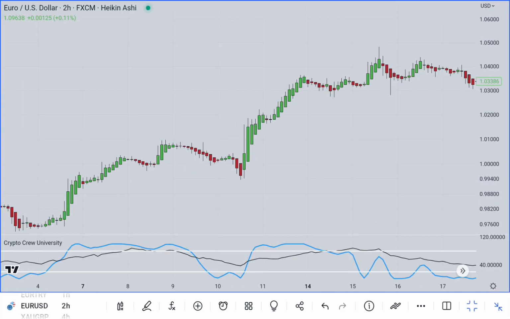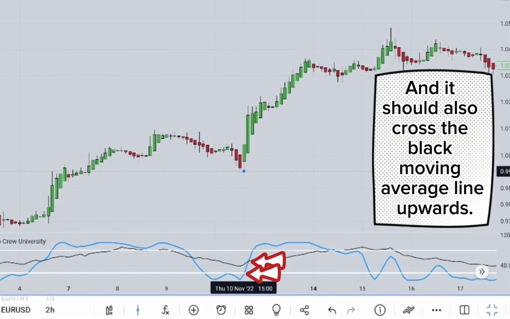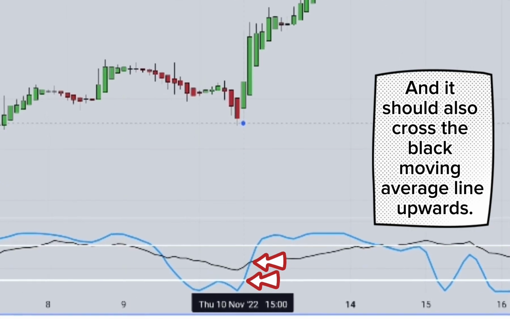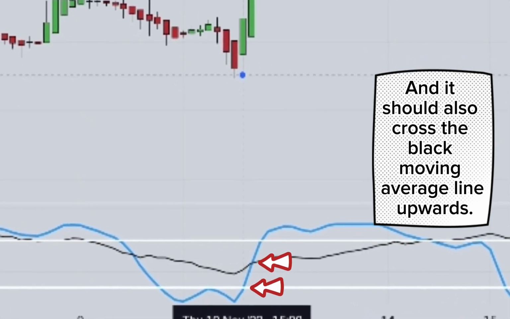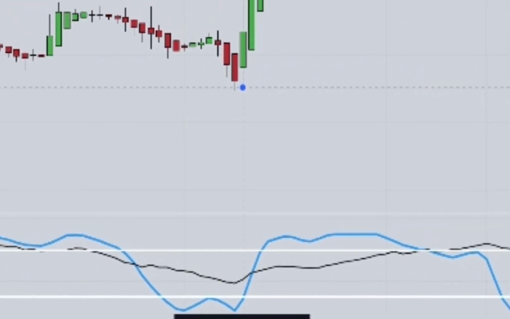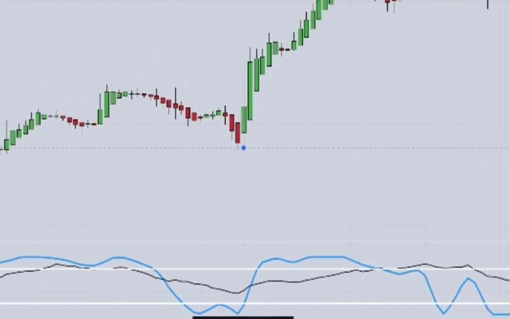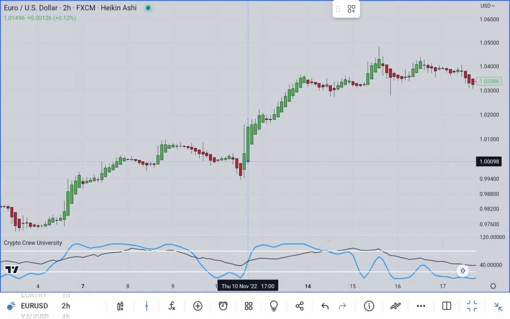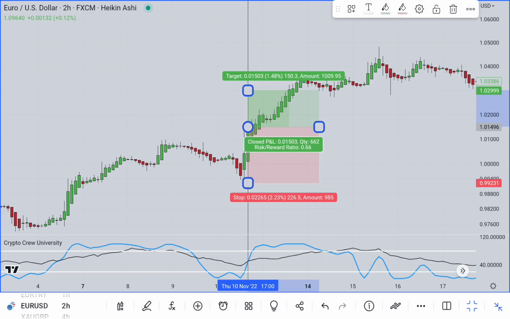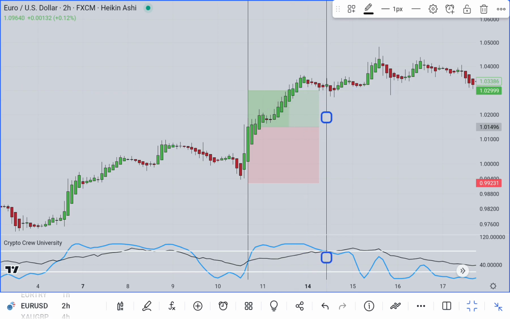Let's take a look at another long position example. The blue line of the Crypto Crew University indicator must drop below the 20 level and then rise above it. We will enter the trade with the closing of a Heikin Ashi candlestick without a needle at the bottom. At the same time or afterwards, the stop loss level should be below the last swing. Our target level will be when the blue line of the Crypto Crew University indicator rises above 80 and then falls back below, or when it crosses the black moving average line in the opposite direction.